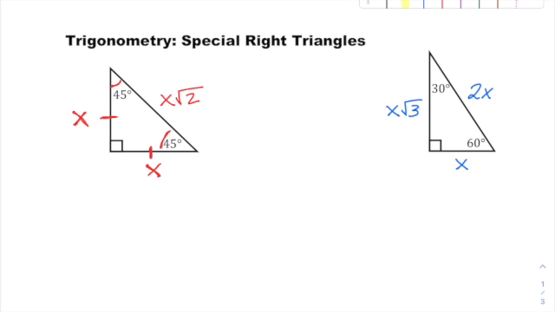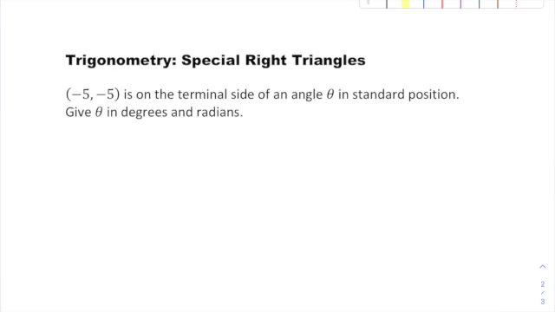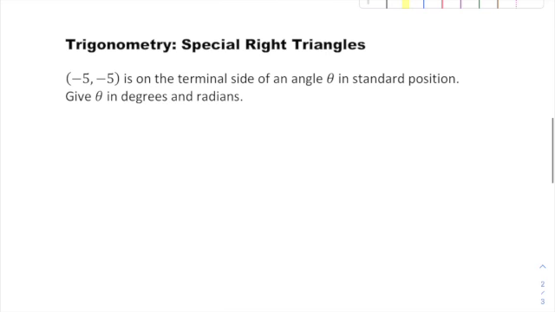We're just going to look at a couple of problems that use that before we get into anything with sine, cosine, or tangent, just getting comfortable with angles in standard position. Here's one question: (-5, -5) is on the terminal side of an angle theta in standard position. Give the value of theta in degrees and radians. Let's be comfortable here. So (-5, -5), hopefully you're totally comfortable thinking that is in quadrant 3.